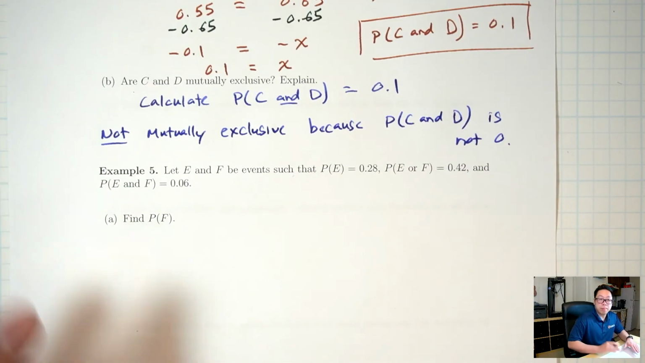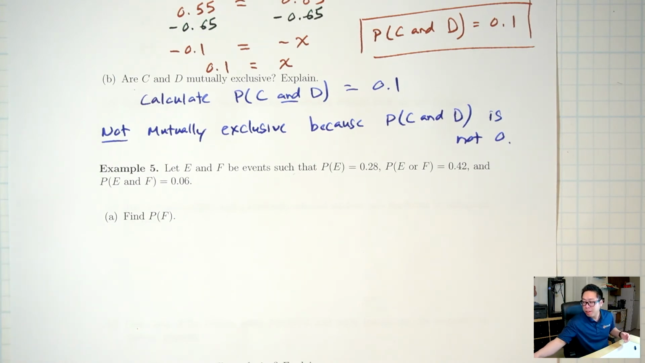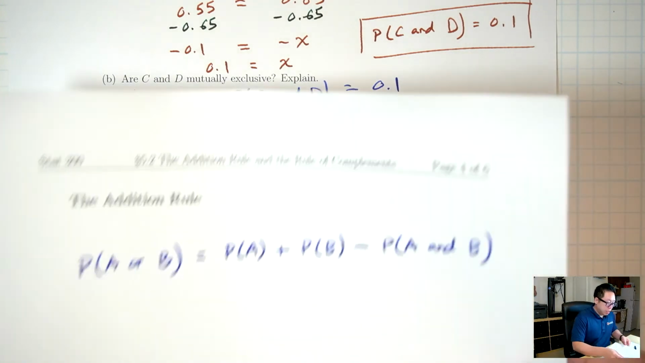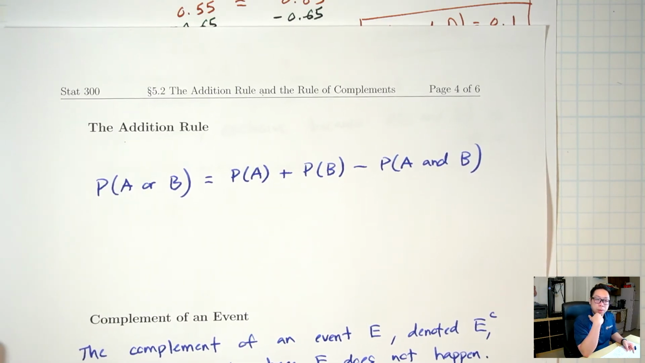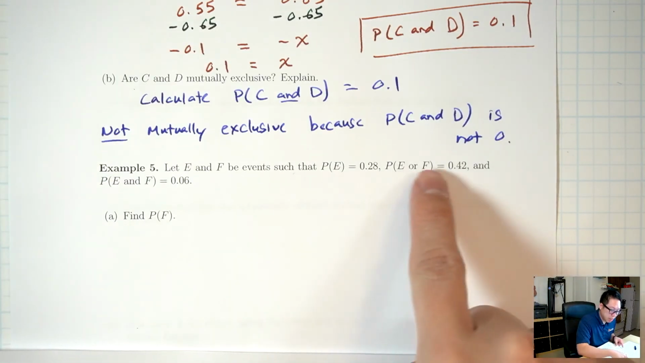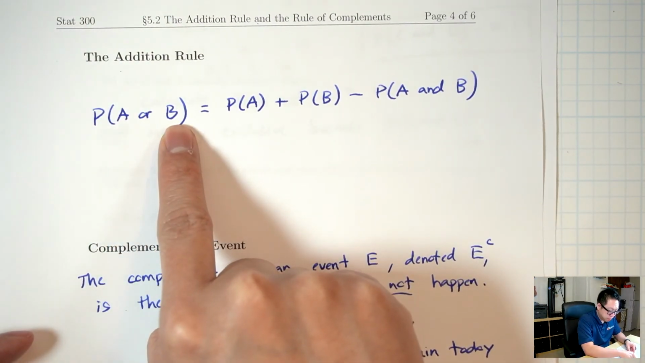Example 5. Let E and F be events such that P of E is 0.28, P of E or F is 0.42, and P of E and F is 0.06. All right, find P of F. Once again, we don't have a table of numbers, so you have no choice but to use the formula. And there's really only one formula to use, and it's the addition rule. So I'm going to rewrite the addition rule using the correct letters for this example. This example uses E's and F's, so I'm going to rewrite replacing A with E and B with F.